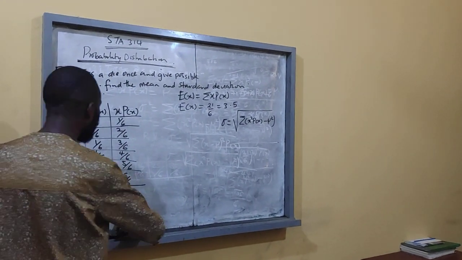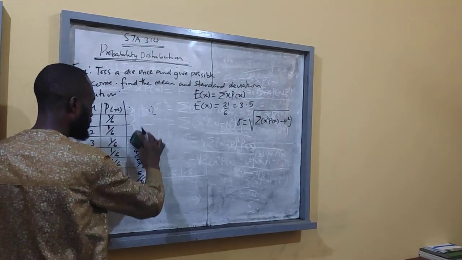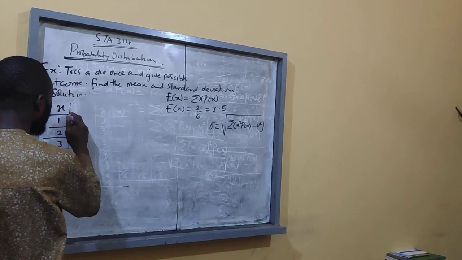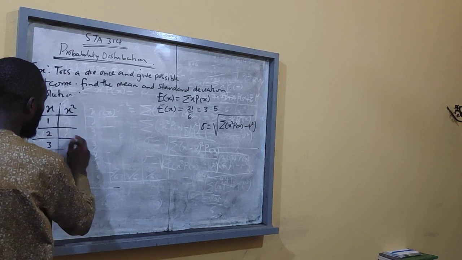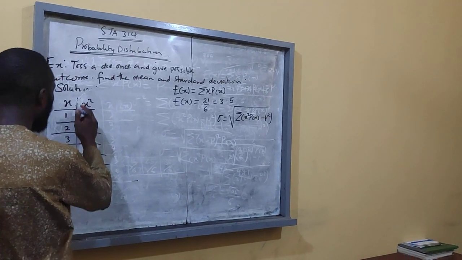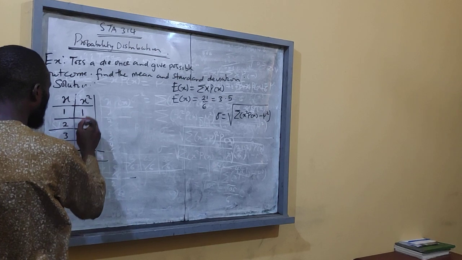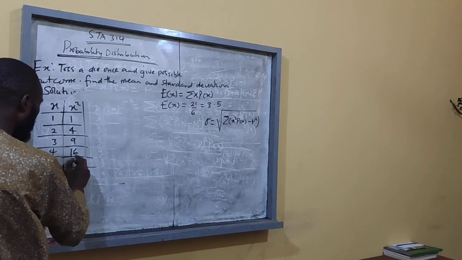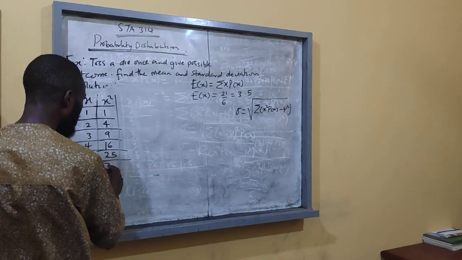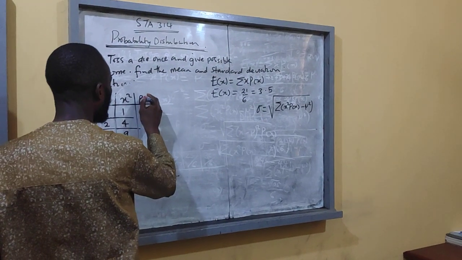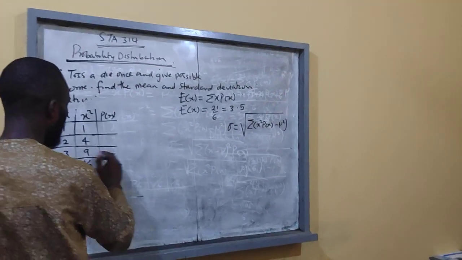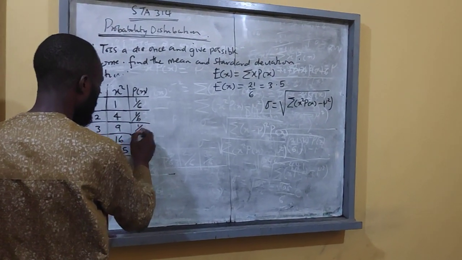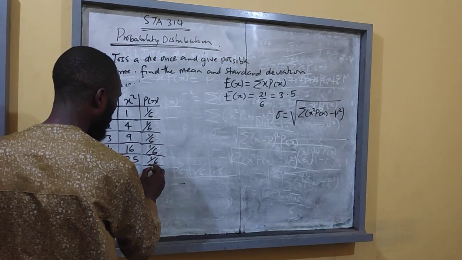Now, let me clean this one. Let me find x squared. Since I need x squared, I want to find this. x squared: 1 squared is 1, 2 squared is 4, 3 squared is 9, 4 squared is 16, 5 squared is 25, and 6 squared is 36. Then multiply by P of x. Let's return the P of x that I deleted the other time, which is 1 over 6, 1 over 6, 1 over 6, 1 over 6, 1 over 6, and 1 over 6.